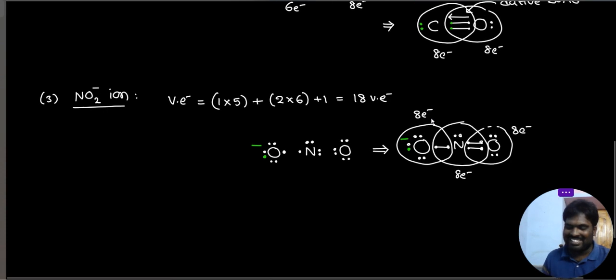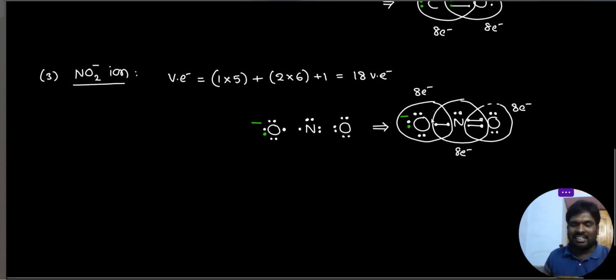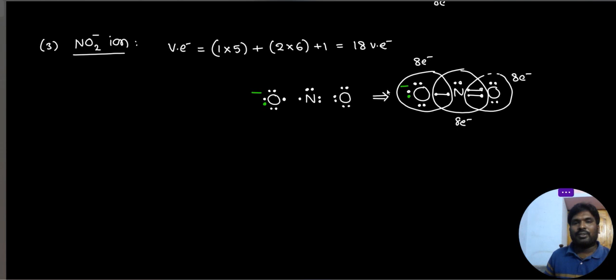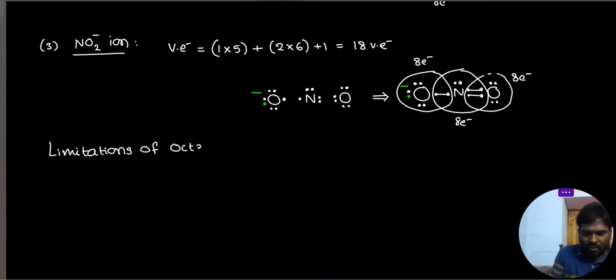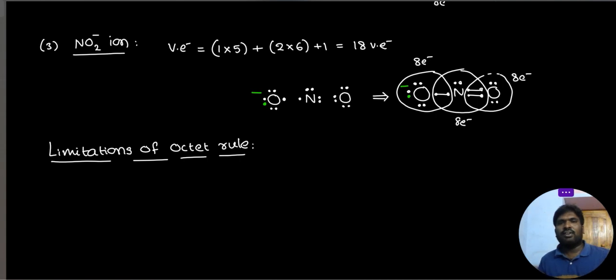Understood everyone? Yes. So these are some examples. Now, octet rule definition and a few examples we have completed. Now, limitations of the octet rule.